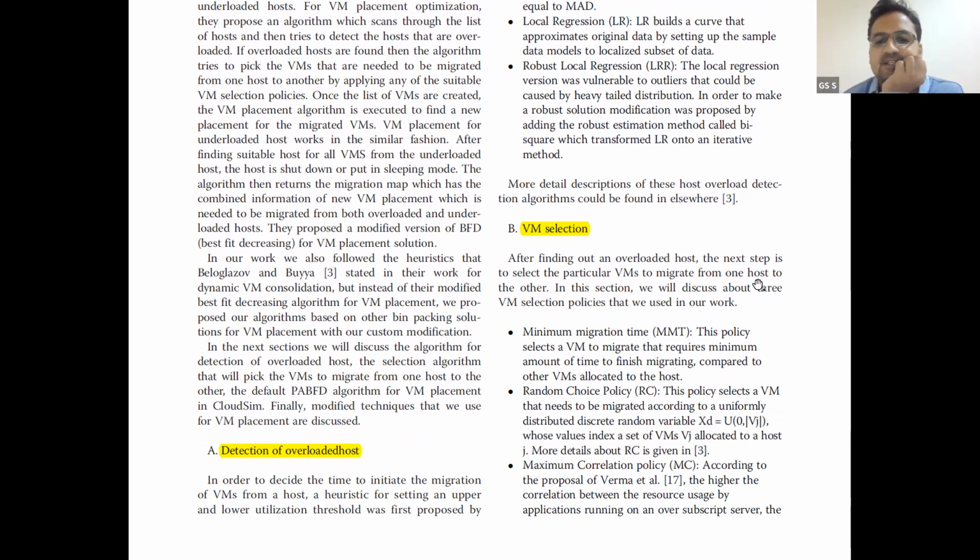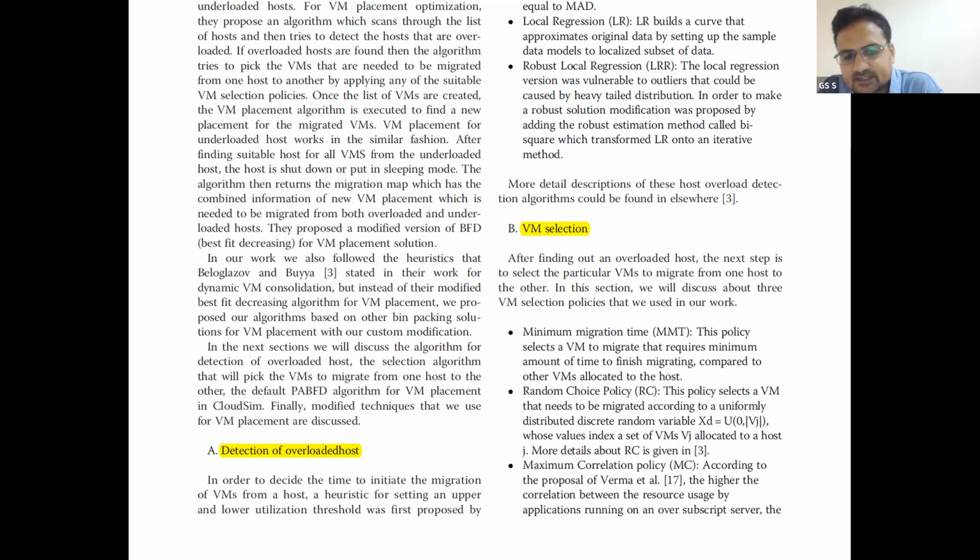First one is minimum migration time. जिस VM को migrate करने में कम से कम समय लगे. How do you know this? You can predict it based on the size of the VM, size of the RAM, amount of dirty pages, right? We know how migration happens, right? So minimum migration time. Second one is random choice, right? Any VM. So they're talking about a uniformly distributed discrete random variable XD, right?